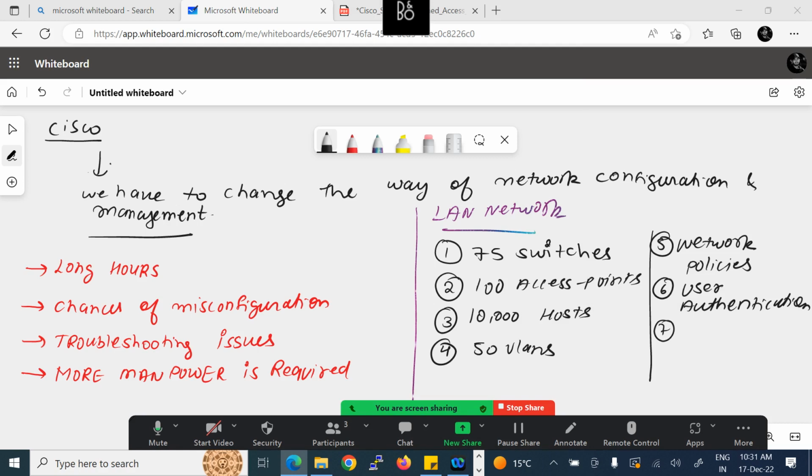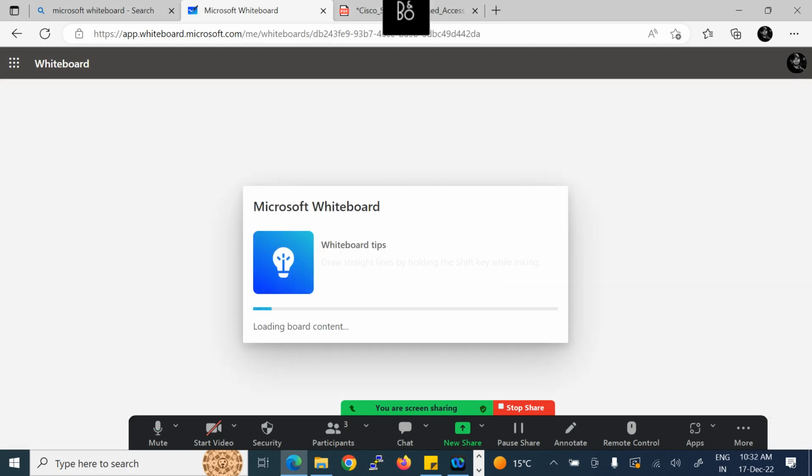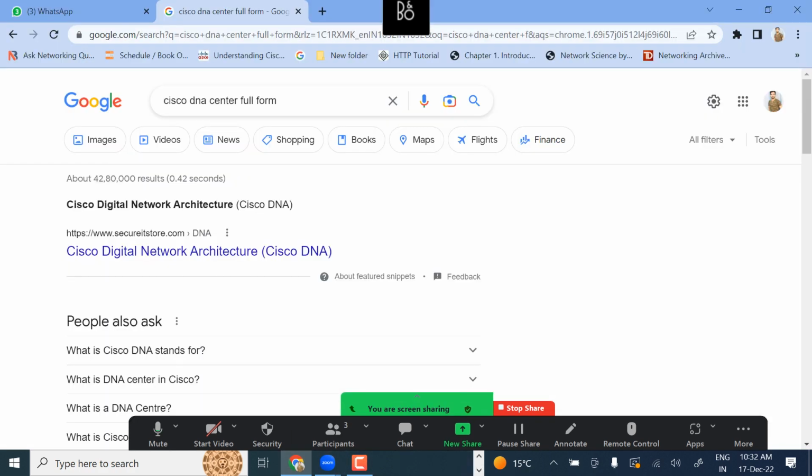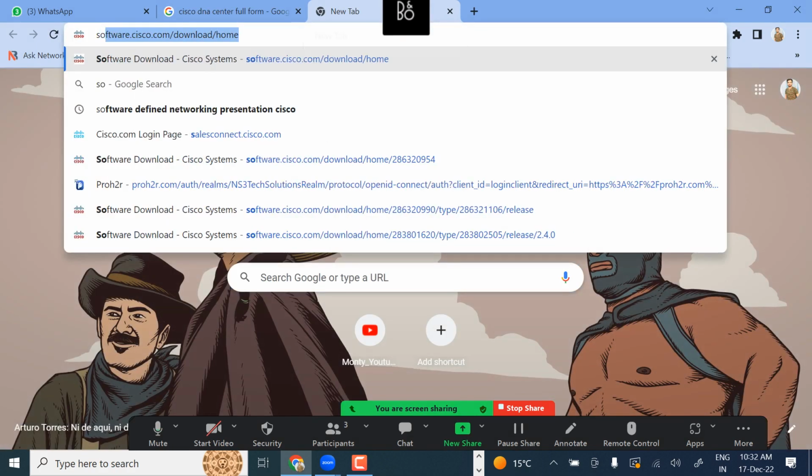So Cisco said we have to change the way of network configuration and management. That's why Cisco came up with the concept of software defined networking. Cisco came up with the concept of software defined networking.